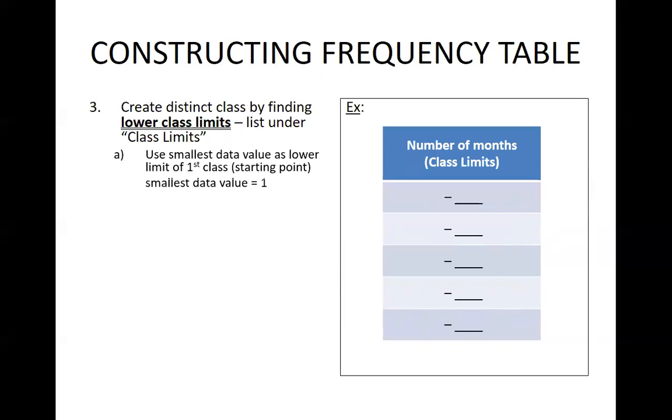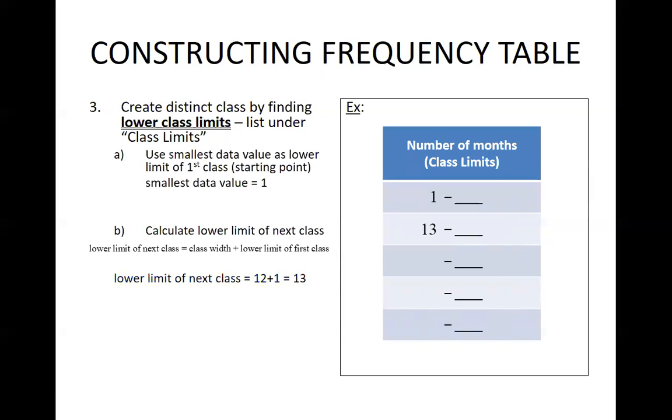So here's what we're going to do. After we put the 1 there, we're going to add 12 to it. And that gives us how much? Now, here's the deal. Don't put the 13 over here. You add 12 to it, and you put the 13 as the beginning limit on the second class. Okay? So there's where your 13 would go.